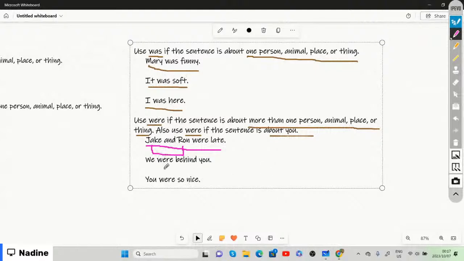We were behind you. We can be anybody, or let's say any two or more people, right? We were behind you. And then we have were, referring to more than one person being behind you. And then you were so nice. And remember, we said we use were if the sentence is about you. So you were so nice.